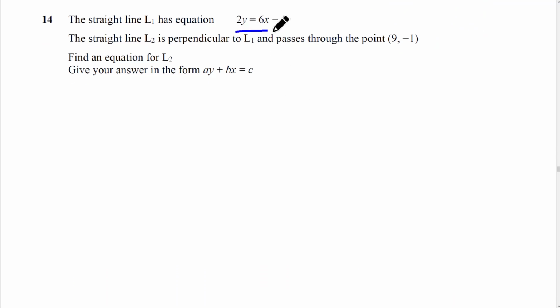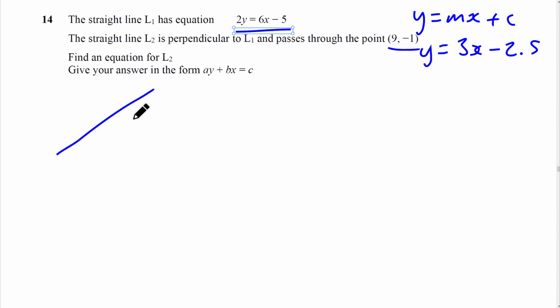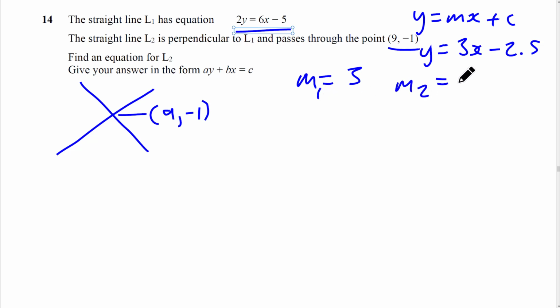Oh, this looks like perpendicular lines. Now, remember, it's y equals mx plus c, not 2y equals mx plus c. So we'll divide that by 2 to get that to y equals 3x minus 2.5. L2 is perpendicular, so essentially you've got a line like this, and you've got a line going here that crosses at 9, minus 1. So we know m equals 3, and that we call m1. So the perpendicular gradient is going to be minus 1 over 3. It says give your answer in this form, so do that. That was going to be worth a mark.